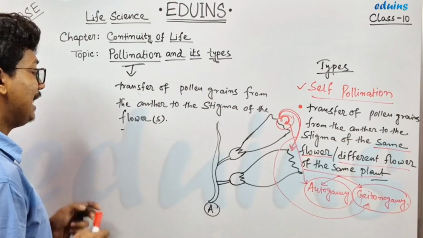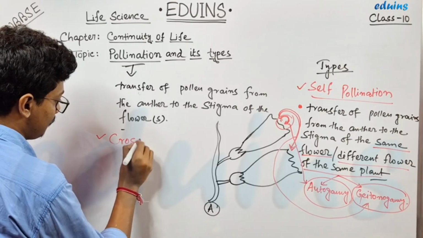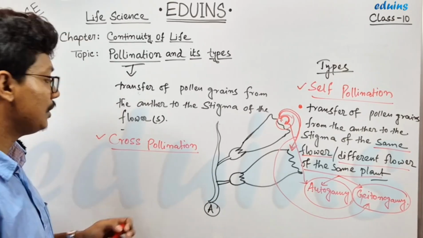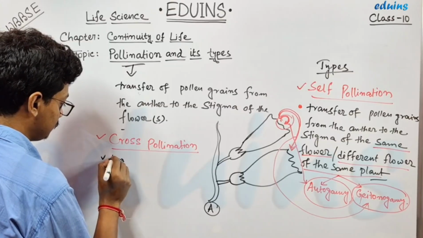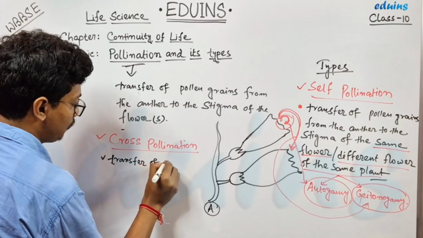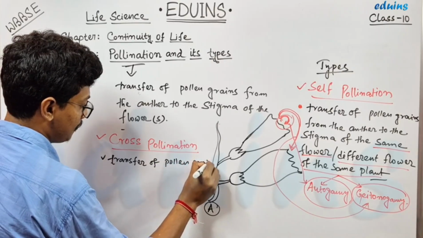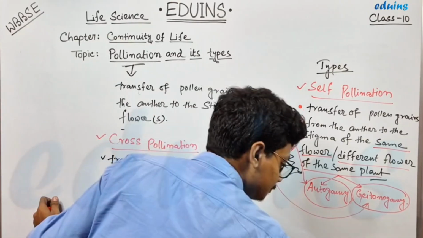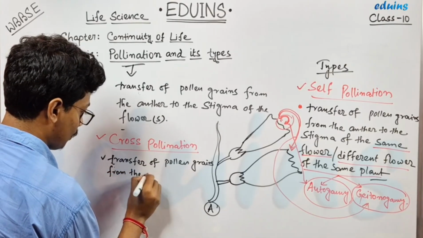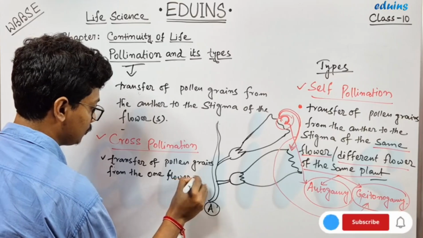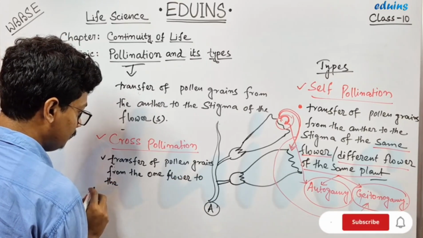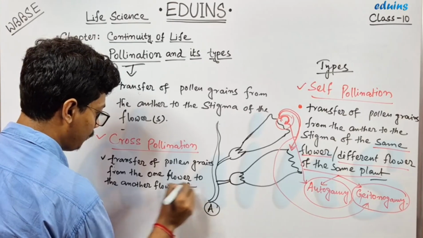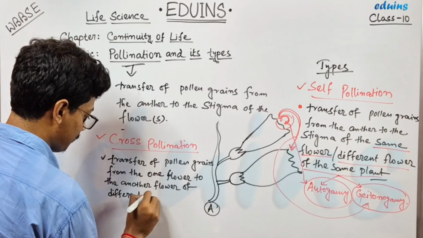The second type is cross-pollination. What is cross-pollination? Cross-pollination is the transfer of pollen grains from one flower to another flower of different plants.